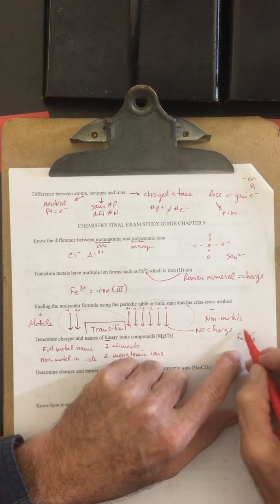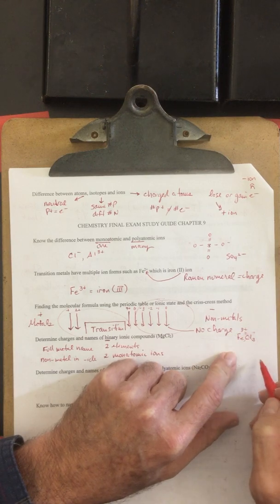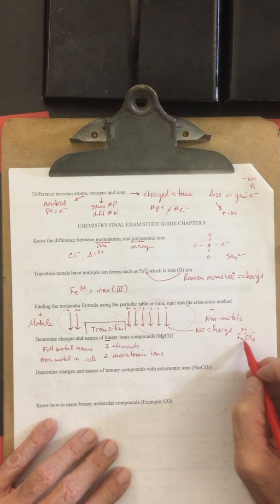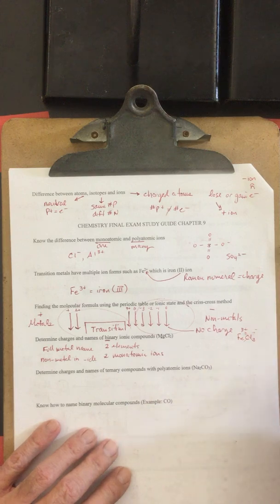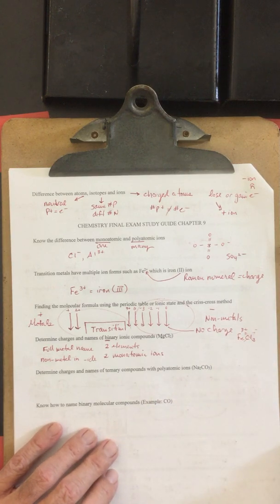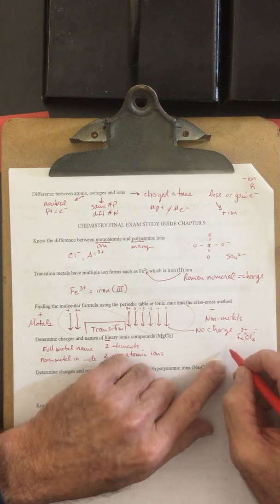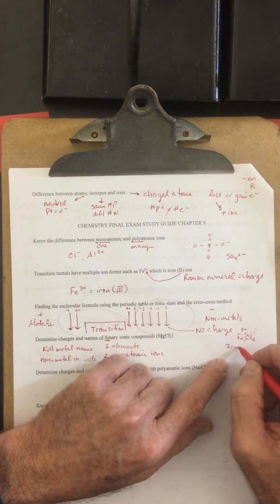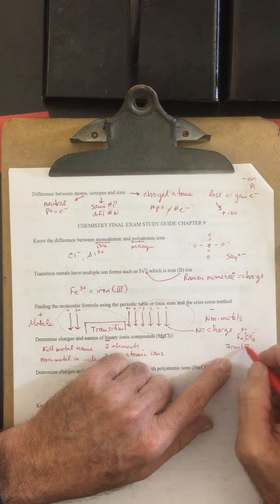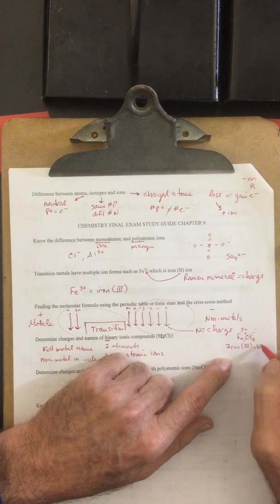This tells me that there's going to be a charge of 3 plus. There's 1 Fe, so the chlorine is going to have a charge of a negative. So the name of this is going to be iron 3 chloride.